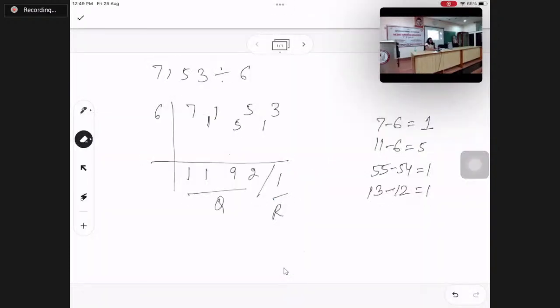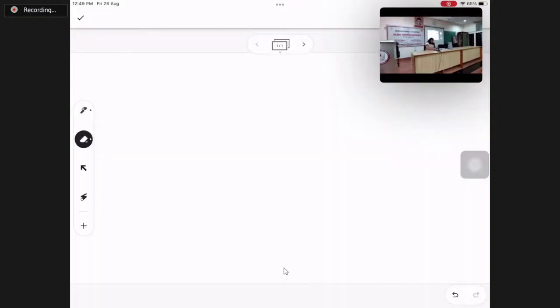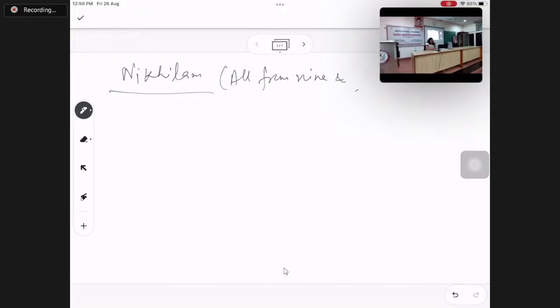Shall I explain this? So this method is known as Vinculum. I think you are familiar with this Vinculum in Vedic mathematics. This is the first sutra, and this is all from 9 and last from 10.